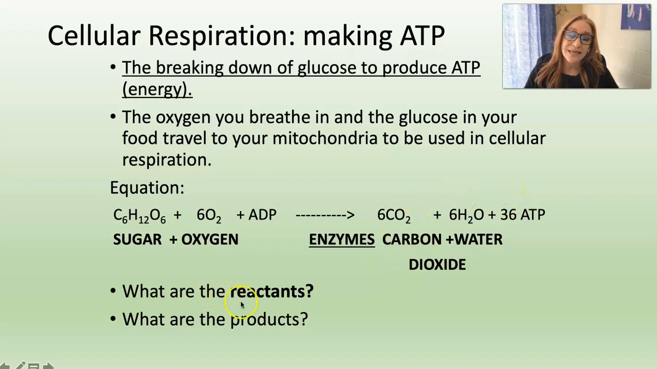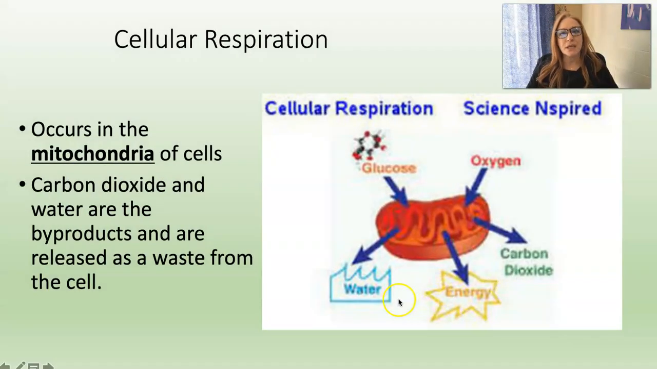So again, what are the reactants? Reactants react in a reaction. They're what go into a reaction. So the reactants in cellular respiration are, go ahead, yes, sugar and oxygen. Okay? What are the products? The products are what come out the other side. The products are carbon dioxide, water, and ATP. This happens, of course, in the mitochondria of the cell. I'll talk more about that in a sec. And carbon dioxide and water are the byproducts and are released from the cell as waste.